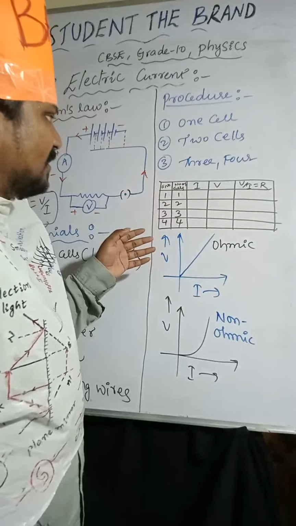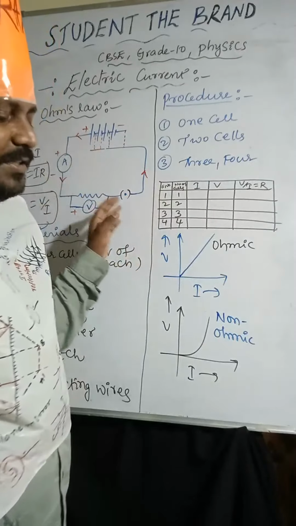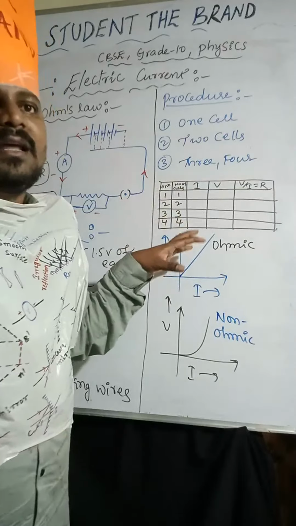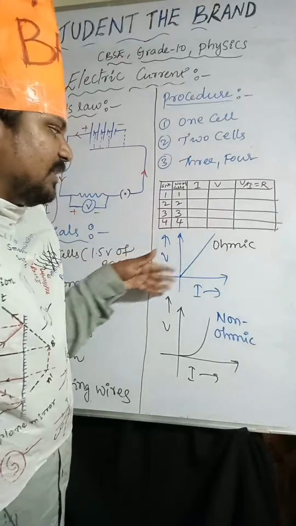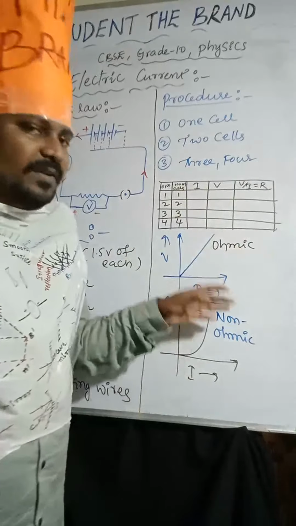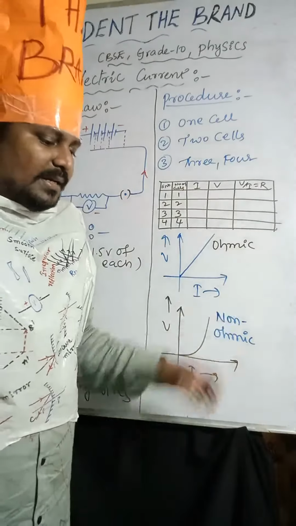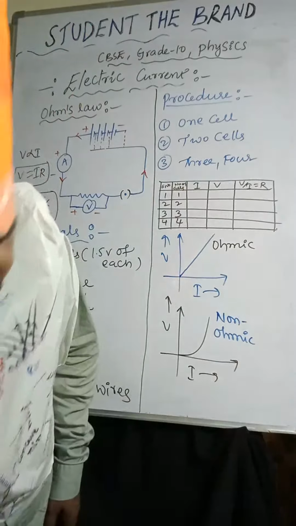We connected 4 cells, so that's why I mentioned 4: 1, 2, 3, 4. If you draw the graph for VI, the graph is linear for an ohmic conductor, and the graph is curved for non-ohmic conductors. I hope it is very clear to all. So this is about Ohm's law.